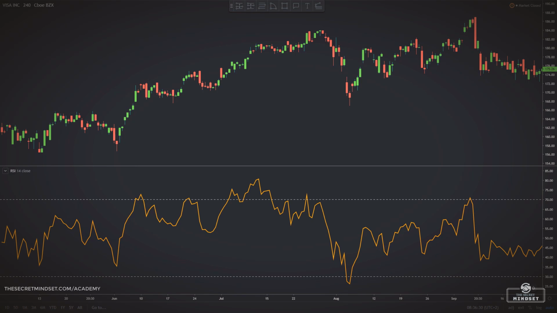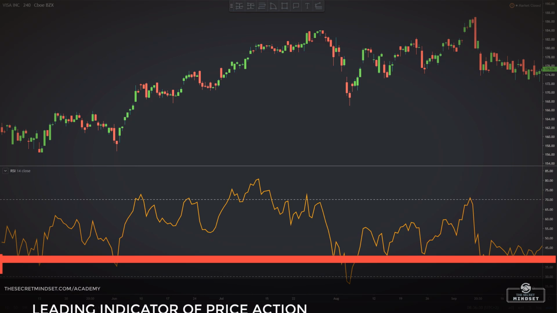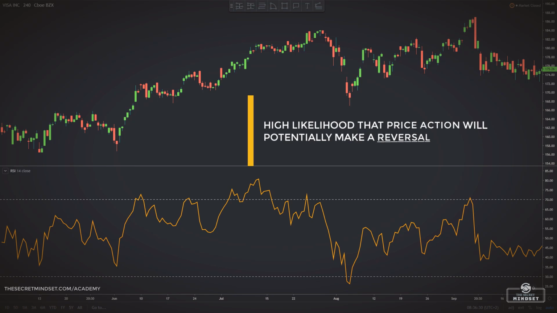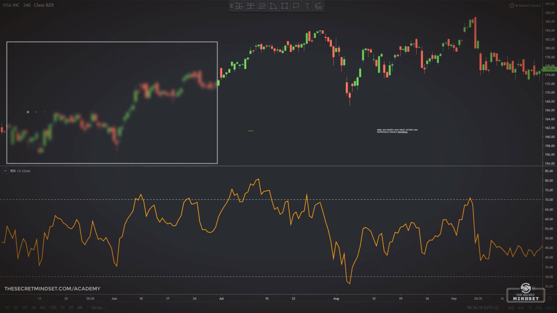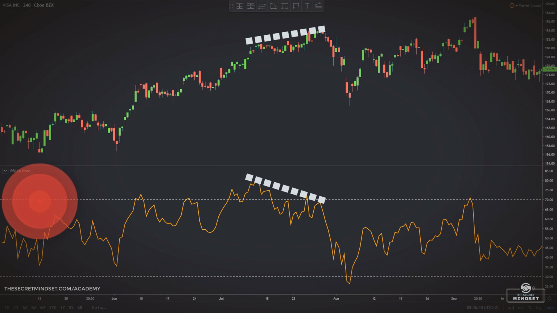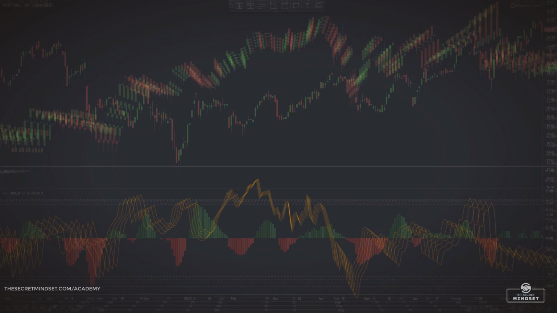A divergence is a leading indicator of price action. In other words, when you see a divergence, there is a high likelihood that price action will potentially make a reversal. There are many different types of divergences available. The divergences are categorized into regular and hidden divergences. While the regular divergence is easy to spot, hidden divergences are rarer and require some practice to spot. Within the hidden divergence, you have the bullish and the bearish divergence.